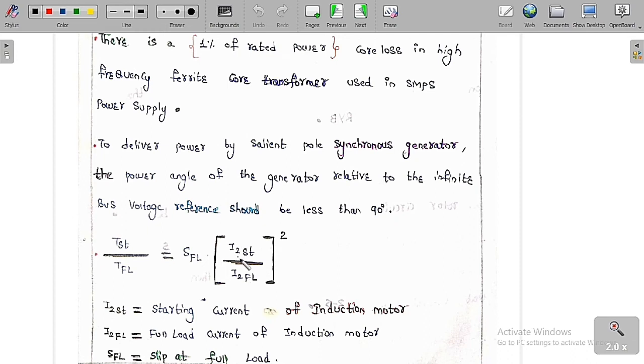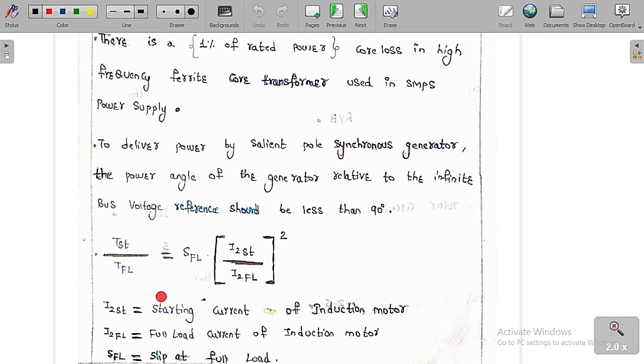These are the rotor currents. I2ST is the starting current in the rotor of the induction motor. I2FL is the full load current of the induction motor, and SFL is the slip at full load. Basically, I2 means it refers to the rotor part: the starting current in the rotor part, and the full load current in the rotor part, and SFL is the slip at full load.